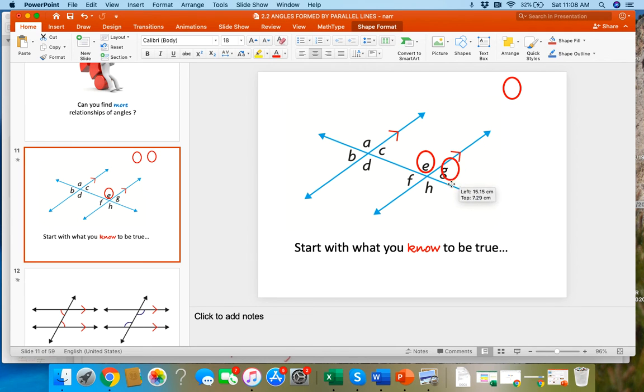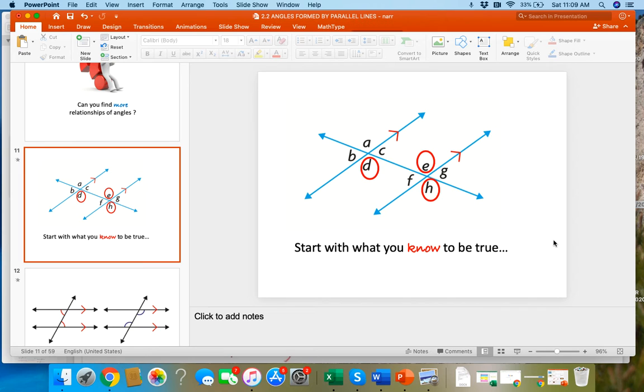So let me bring this down and remember that E and H are exactly the same. Now, I also know something about the angle H and the angle D. These two are corresponding angles, and they are actually equal to one another. So I'll put it over here.